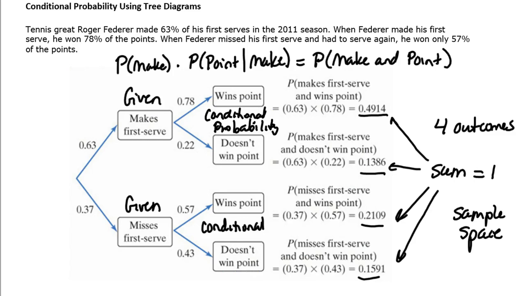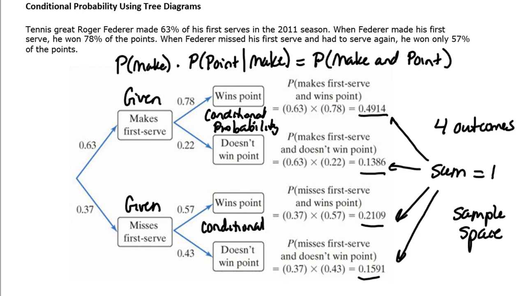Tree diagrams are a really useful way to show conditional probability. In this example, tennis great Roger Federer made 63% of his first serves in the 2011 season. When Federer made his first serve, he won 78% of the points. When Federer missed his first serve and had to serve again, he won only 57% of the points. This is illustrated using a tree diagram.